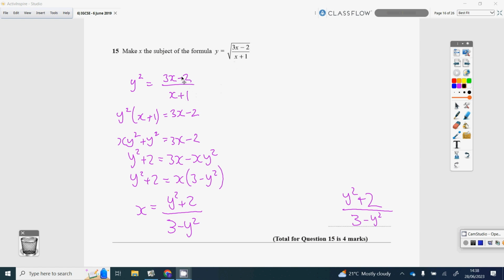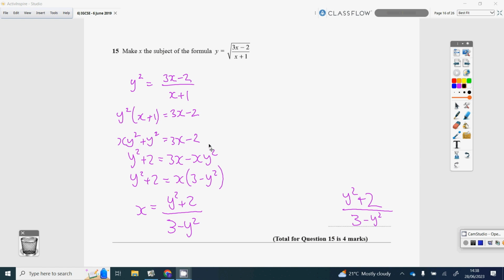Now my next step, I want to undo having a fraction. I want to get everything onto one level. So to undo dividing by x plus 1, I'm going to multiply both sides by x plus 1, giving me this. I'm now going to multiply out my bracket. So y squared times x is xy squared. y squared times 1 is y squared.